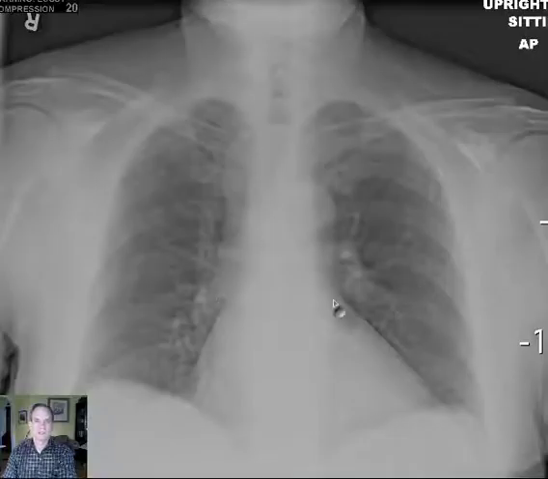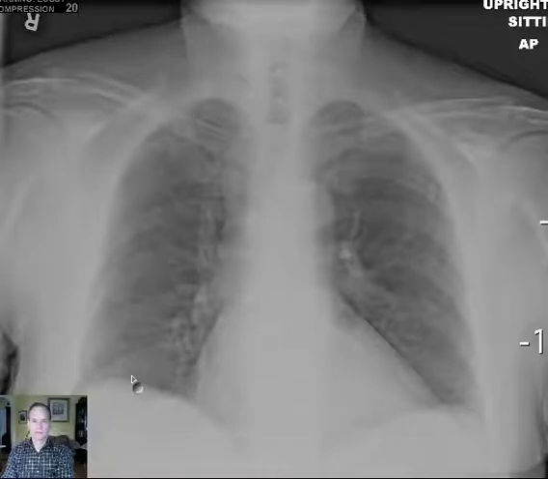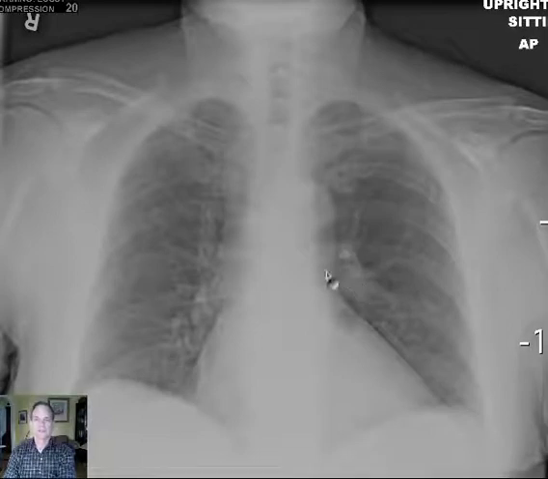You look at the hilar regions, they look pretty good. Lungs are clear. Diaphragm is well seen, no silhouetting. Costophrenic angles are sharp. Pulmonary vasculature appears unremarkable. Bones look fine. And I'll ask you to pay particular attention to the hilar regions.